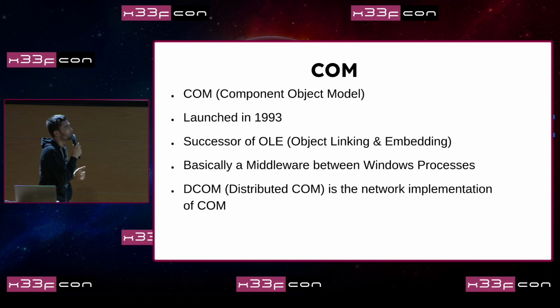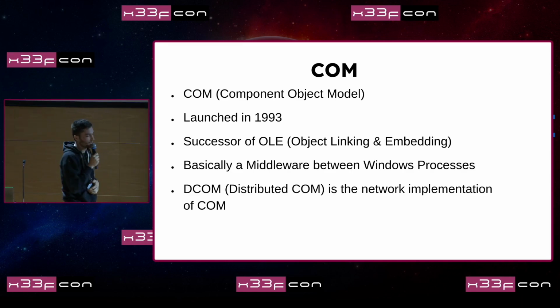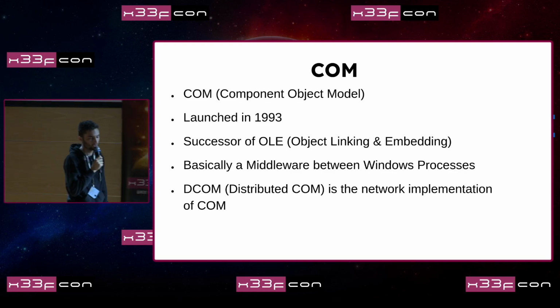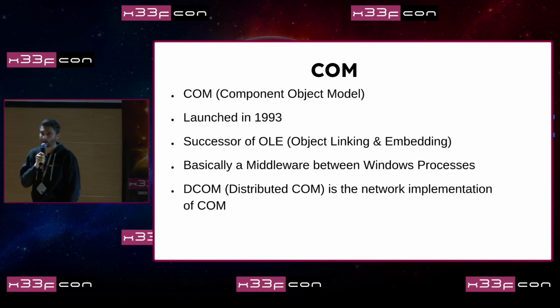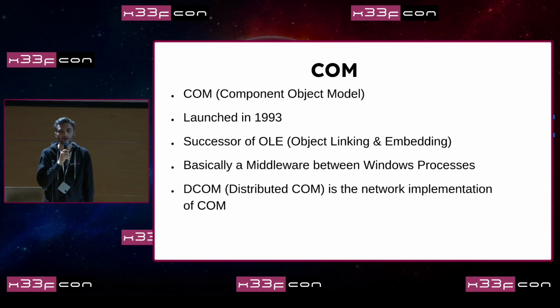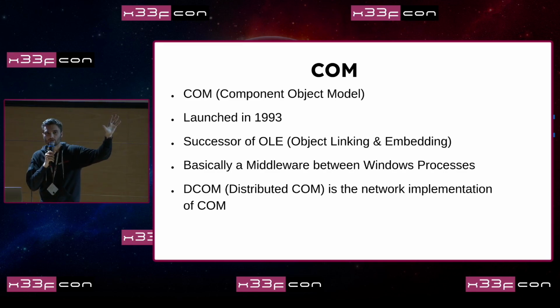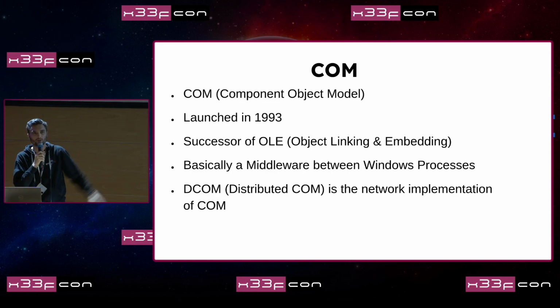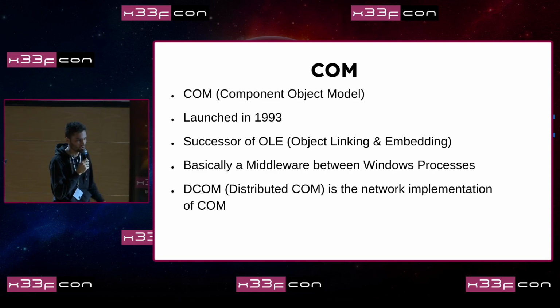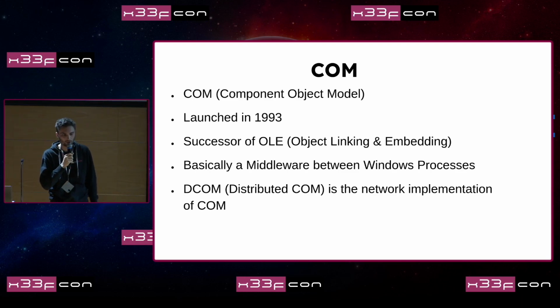Before seeing what is DCOM, you have to understand what is COM. COM stands for Component Object Model. It was launched in 1993, so it's very old. It's embedded in Windows, and it's a very important technology inside Windows. It's the successor of OLE, Object Linking and Embedding, which was used in Office applications to embed documents in spreadsheets and presentations and stuff like that. So you had Excel spreadsheets within your PowerPoint presentation, and this was OLE. It was the first use case for this technology. So basically, it's a middleware between Windows processes, if you want to simplify the thing.